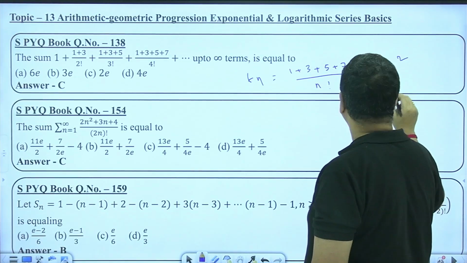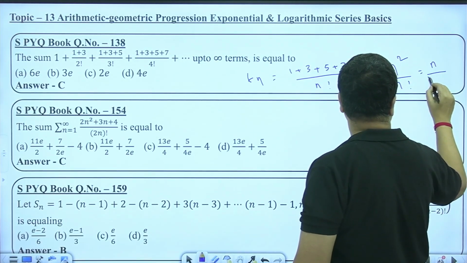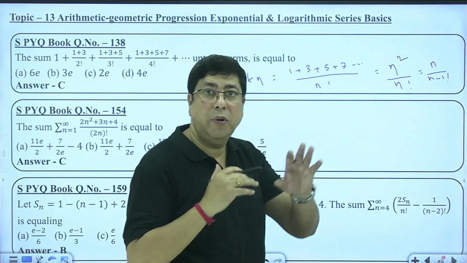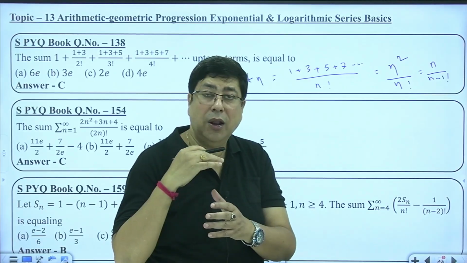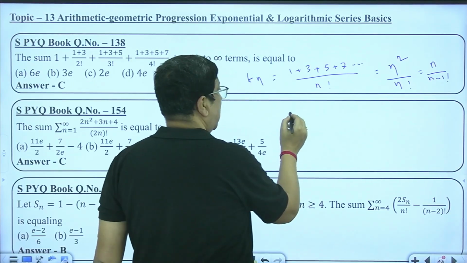Sum is obviously n square by n factorial. So we are getting n by n minus 1 factorial. Okay, in this way we will solve the sum. So you have to be in control. तुम्हारा sum हाथ तुम्हारा control में आना चाहिए, ये sum ऐसे करके solve करो और सीरीज अच्छे से पढ़ाई करो.